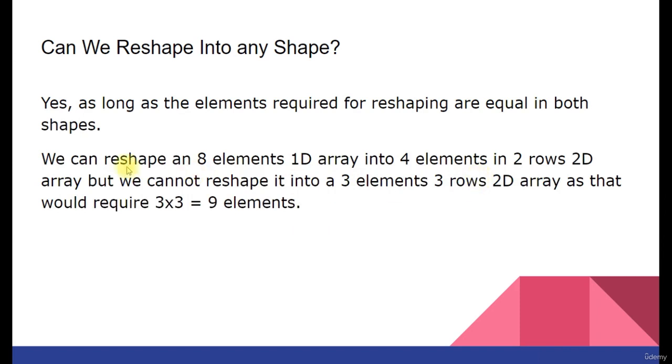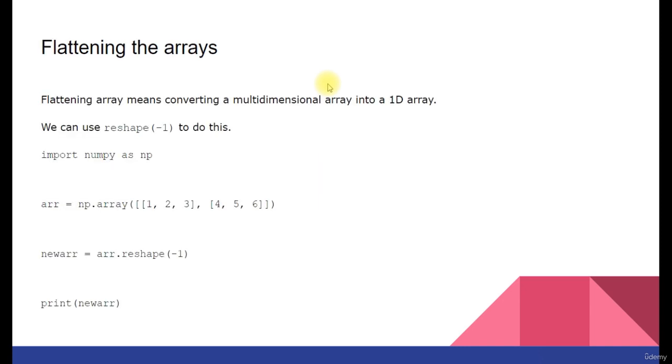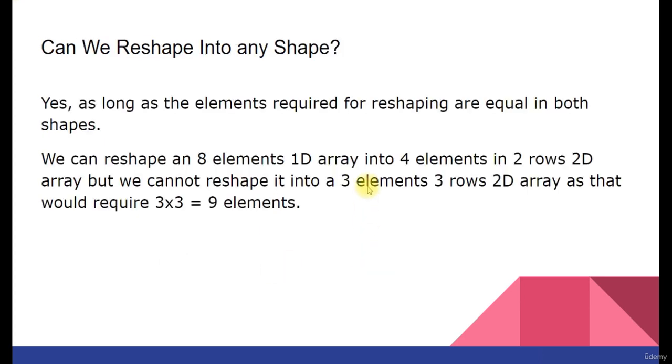But this we cannot do. We can reshape an 8-element 1D array into a 2D array with 2 rows of 4 elements. We can do that, but we cannot reshape it into a 3-row, 3-element 2D array because this requires 9 elements and we only have 8 elements. So this is not possible. We'll take a few more examples of shape and reshape of NumPy arrays when we move to the practical section. But as of now, just remember this very important point.